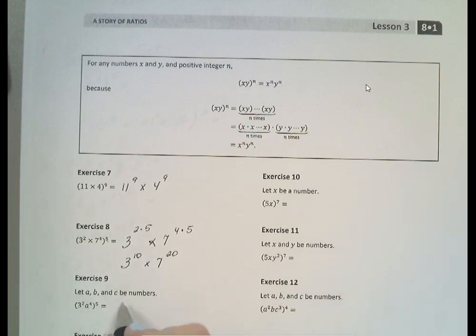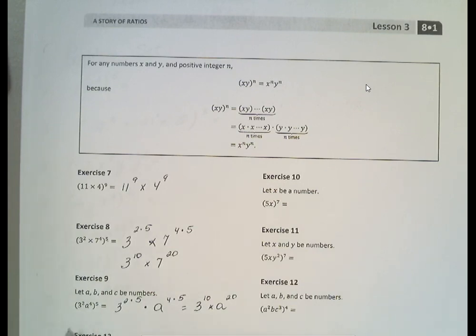Exercise 9, I have 3 to the second, 8 to the fourth, to the fifth power. So that will be 3 to the second times the fifth times 8 to the fourth times the fifth. Okay, again, it will be 3 to the 10th times 8 to the 20th, or 3 to the 10th, 8 to the 20th.